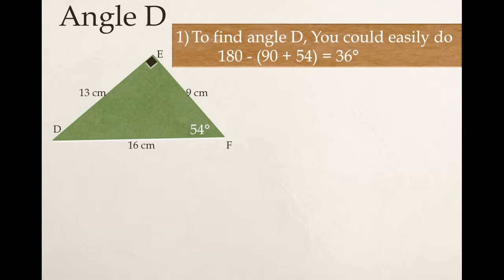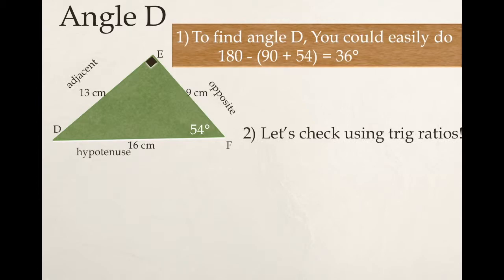That's great. But in respect to this PowerPoint, let's check using the trig ratios, just in case. Here is what the sides are labeled in respect to D. So this is the adjacent side of D, this is the opposite side of D, and this is the hypotenuse of D. Please feel free to do this. It helps you, it helps me, and it will help you when you do your trig ratios in order to find the sides that you need.